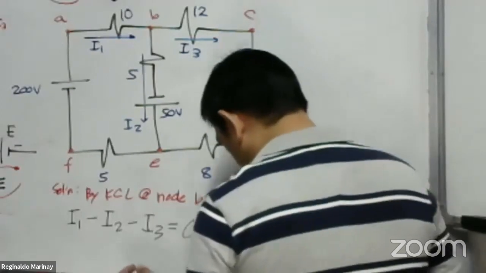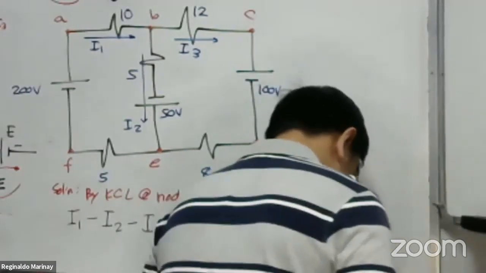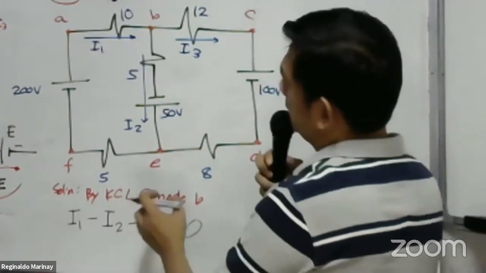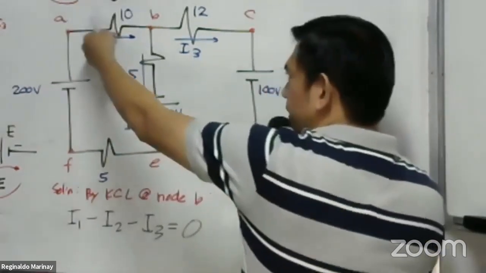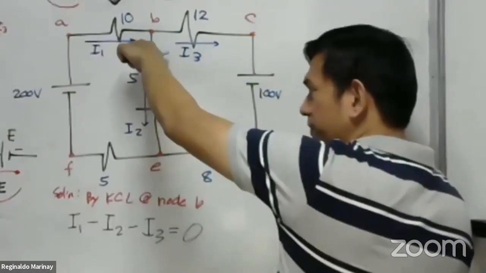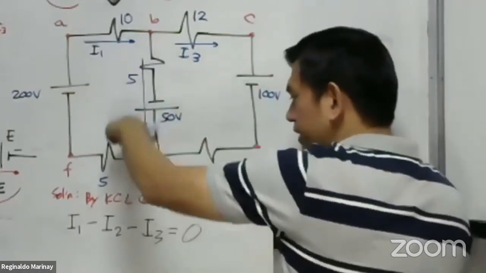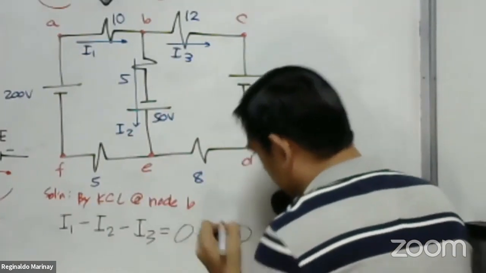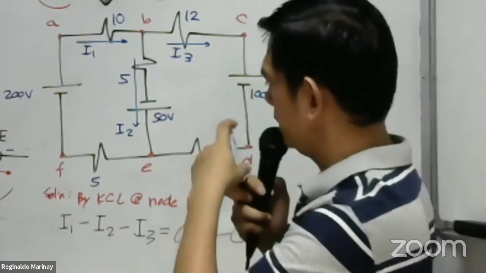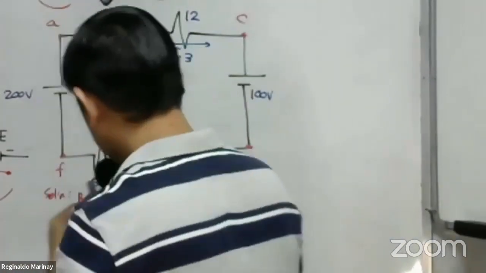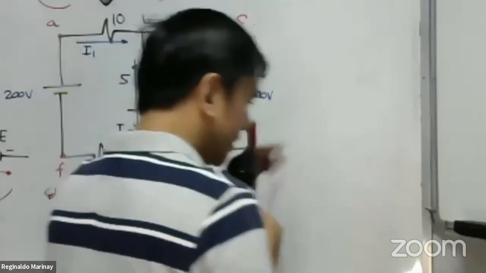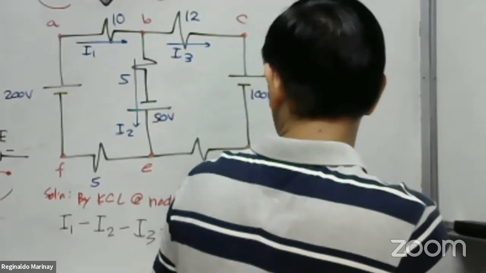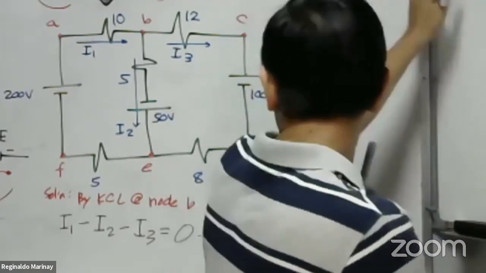Okay, so we have this I1 minus I2 minus I3. Okay, so the current entering is positive, current leaving is negative. I1 minus I2 minus I3. So let us say this is our equation number 1. Okay, let's have now our equation number 2 and 3. There should be 3 equations because there are 3 unknowns. Okay, so let's go over here.